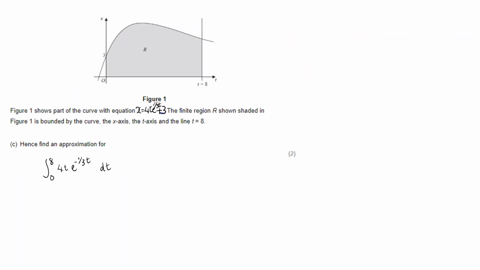This is part C of the trapezium rule question, and we're asked to hence find an approximation for this integral. So we can see it's going from 0 to 8 the same, but our original diagram said x is equal to 4t e to the minus 1/3 t plus 3, and we haven't got the plus 3 on the end. So what's happened is, because it's disappeared, the graph will transform and shift down 3 places.